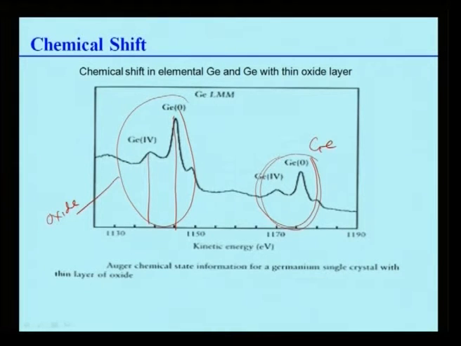lower level, say from 1175 to 1145, the germanium 0 peak shifts.